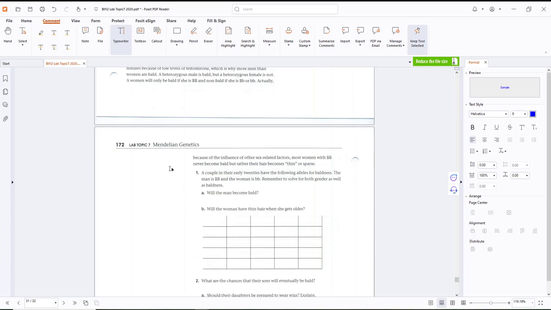A heterozygous male is bald, but a heterozygous female is not. A woman will only be bald if she is big B big B, and not bald if she is big B little b or little b little b.